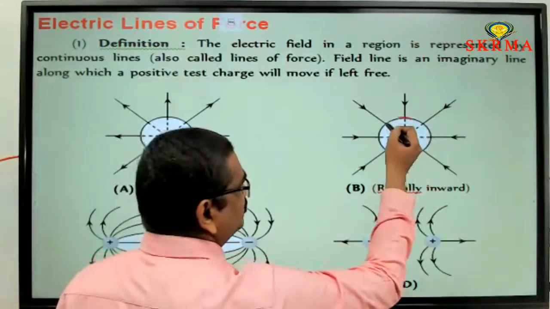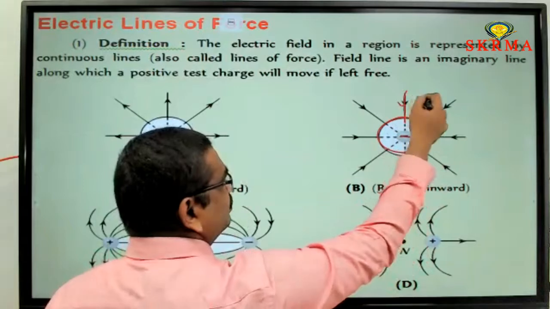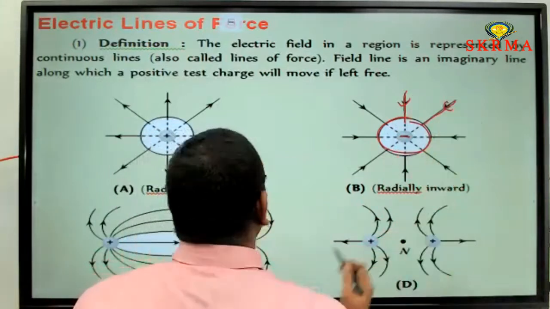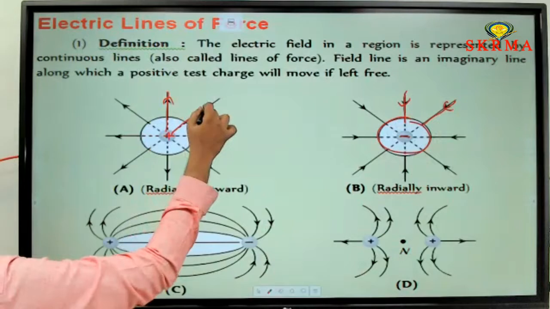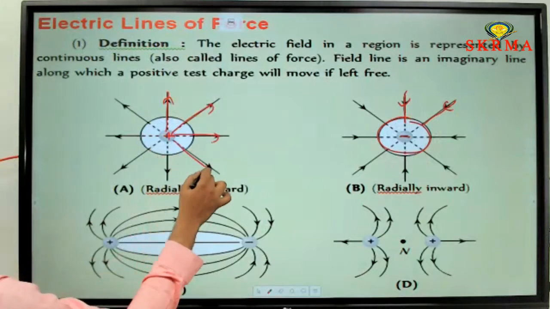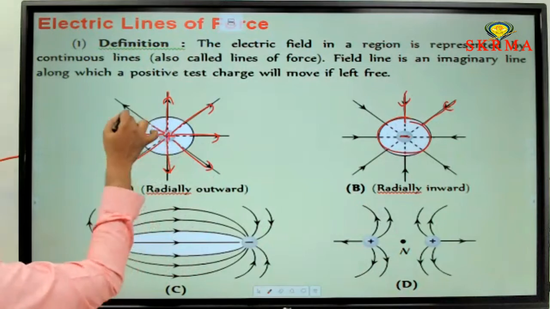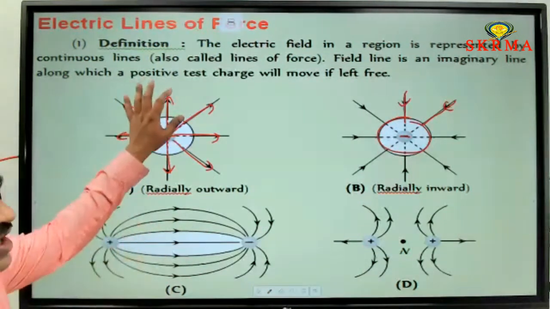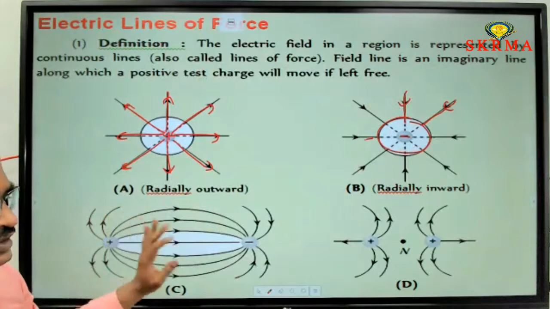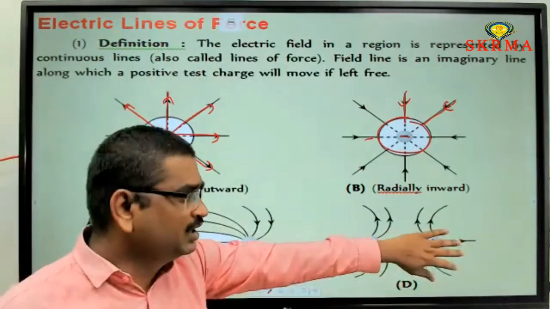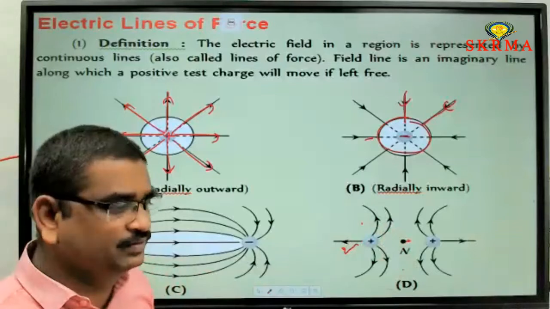Next, for a single point negative charge, arrow marks are straight lines pointing inward like this. For a point positive charge, arrow marks are like this, straight lines pointing outward. This is for positive, this is for negative, this one is for dipole, this one is for both positive. If both are negative, just reverse the direction of the arrow marks.